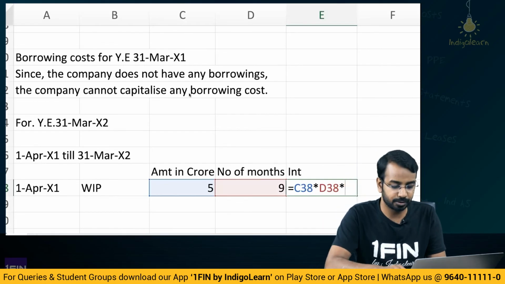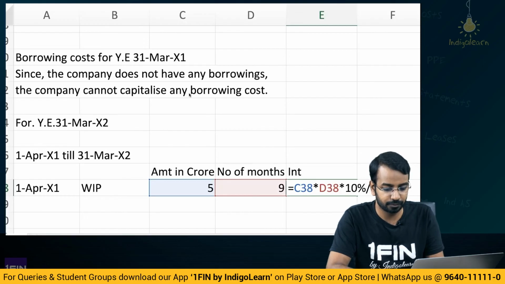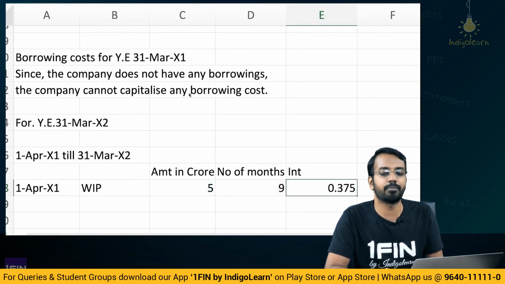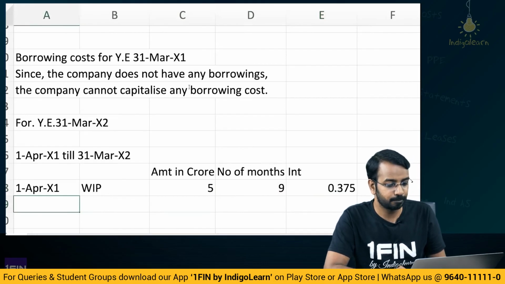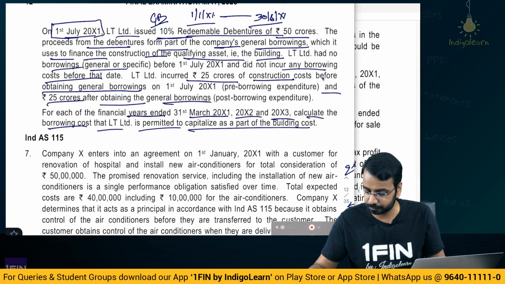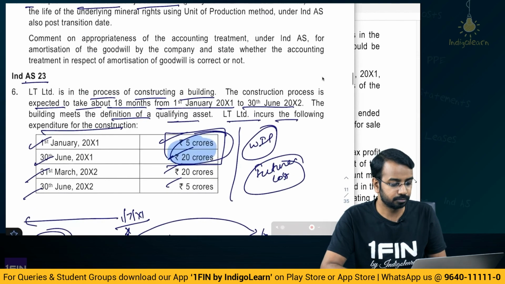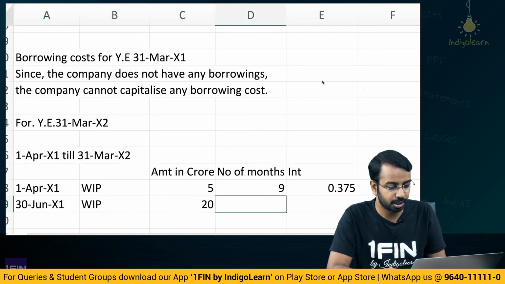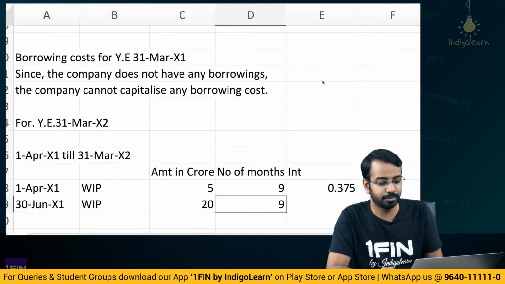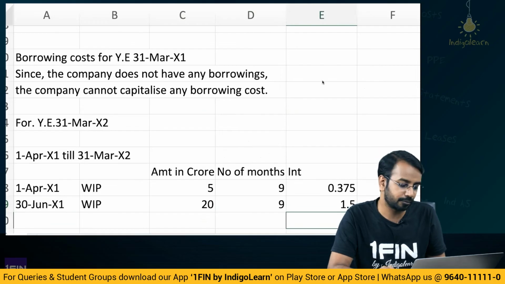Rate of interest is 10%. So, 10% divided by 12, you get 0.375. Then, the next spend, if you see, happened on 30th of June. So, for whatever you have spent on 30th of June of year 1, WIP 20 crores. How many months? From 1st of July again, 9 months, interest is 1.5 crores.